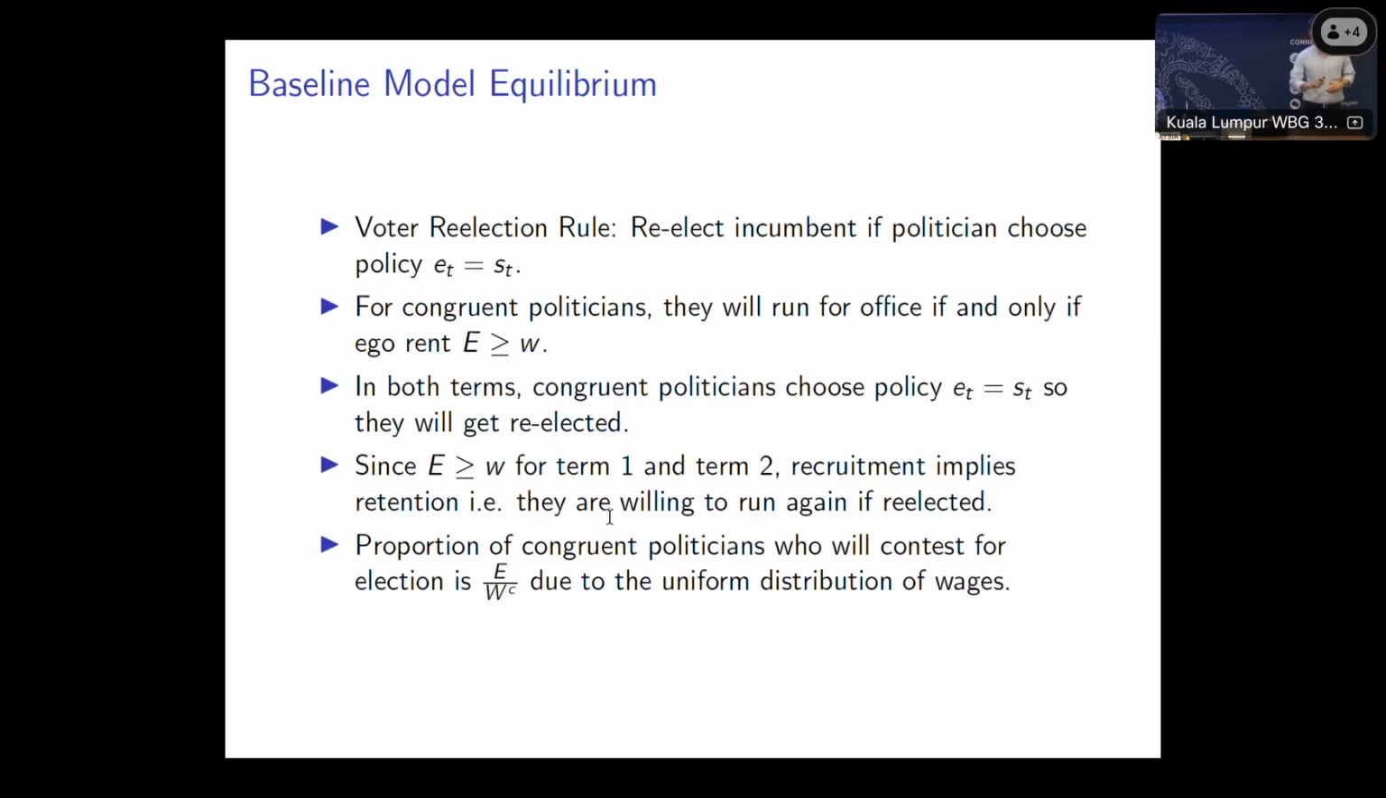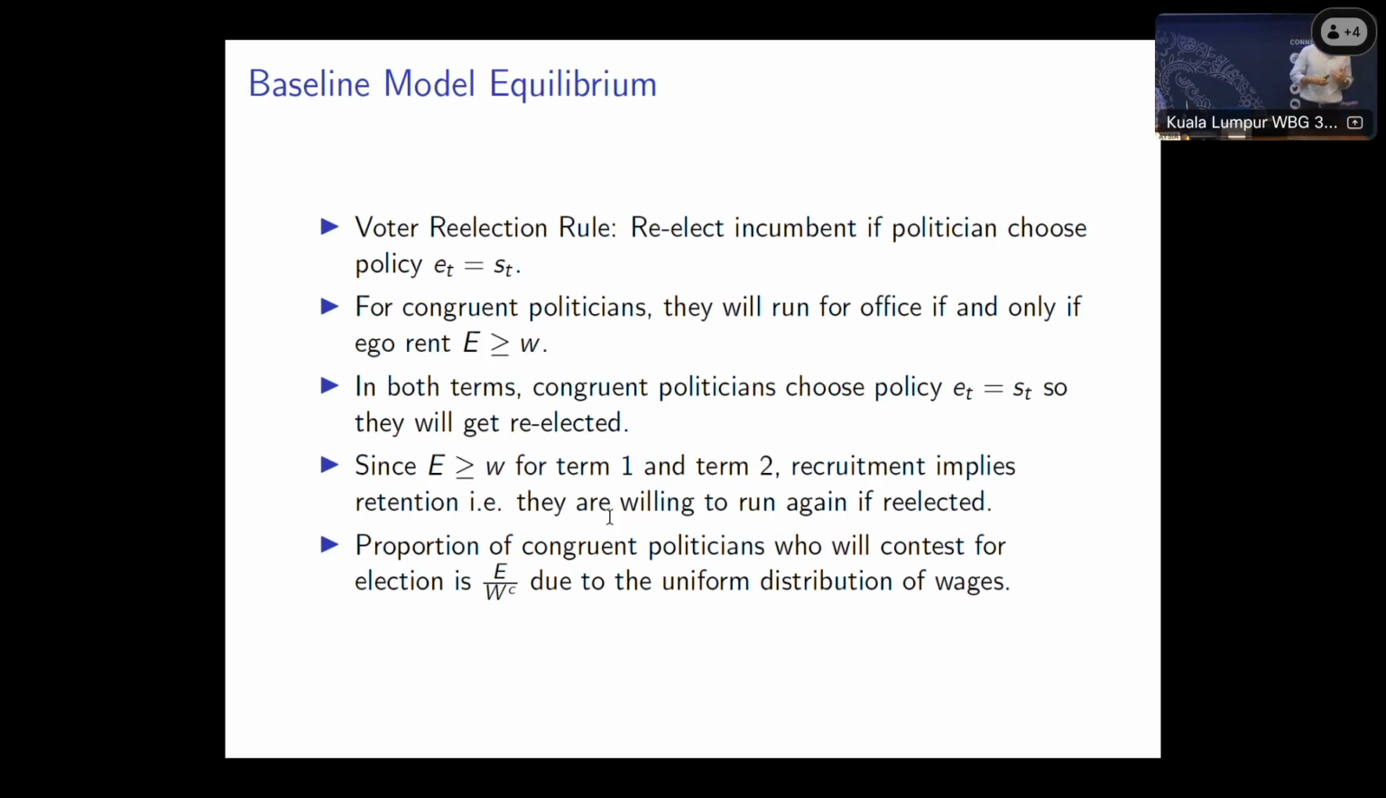So for congruent politicians, they would run for office if and only if their ego rent, their big E, is larger than the wage they get from outside. So if you're like a lawyer, for example, and the ego rent in the office is higher, you will run for office. And if they get reelected, they will choose the same policy as the state of the world, so they will get reelected. Since E is larger than W for term 1 and term 2, recruitment implies retention. They were willing to run again. And the proportion of the congruent politicians who will contest the election, because of the uniform distribution of wages, is just E over W C.